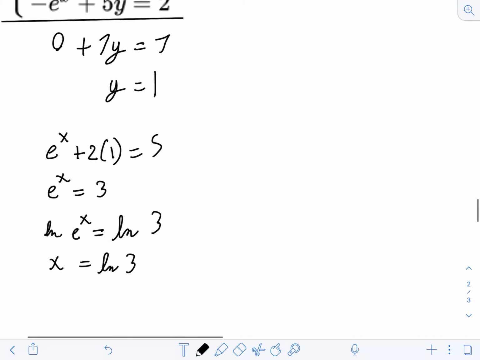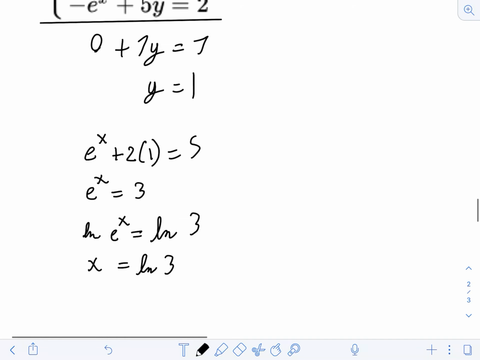And this gives us our solution. Now, the natural log of 3 does have a decimal approximation, but natural log of 3 is the best way to write the number, and we end up with a point ln of 3 comma 1.